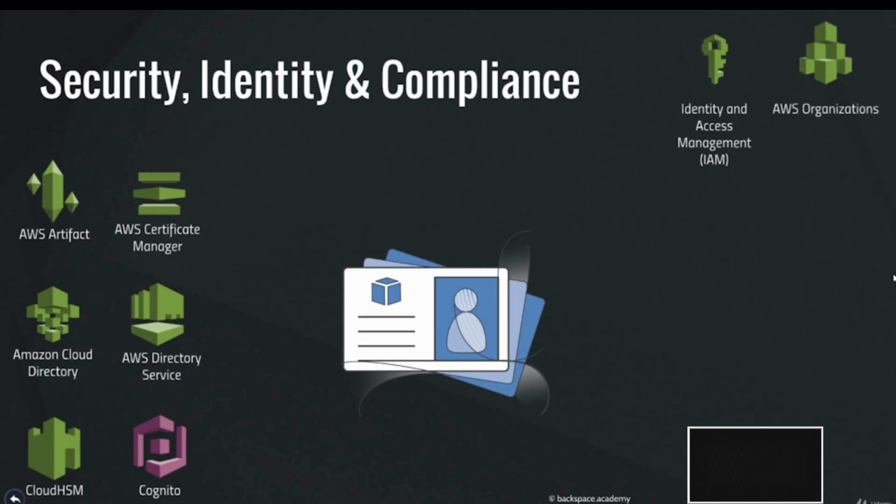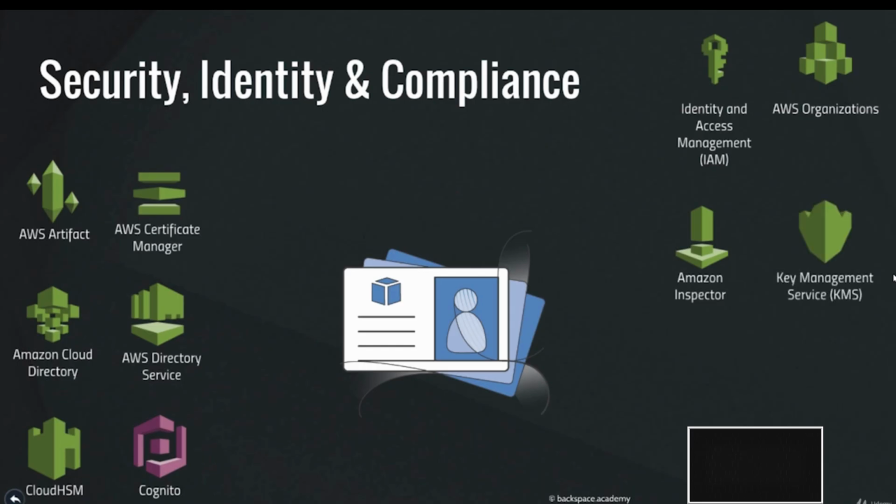AWS Organizations provides policy-based management for multiple AWS accounts. This is great for large organizations that have multiple accounts and they want to manage those and the users that use those accounts centrally. Amazon Inspector is an automated security assessment service. It can help to identify vulnerabilities or areas of improvement within your AWS account.